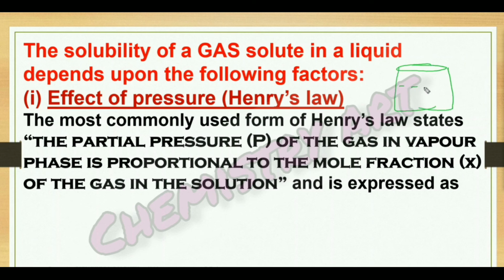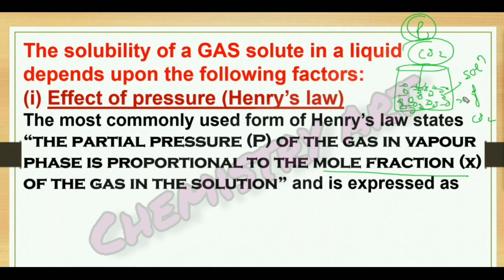Suppose this is our solvent, and I am dissolving carbon dioxide into it. CO2 I am dissolving, and here the solution of CO2 is formed. So what is the pressure? Partial pressure of CO2. P means the partial pressure of CO2, and X, the mole fraction, means how much carbon dioxide is dissolved into the solvent. It depends upon the pressure. So X means the mole fraction of the solute, of the gaseous solute. The mole fraction depends upon the partial pressure of the gas.